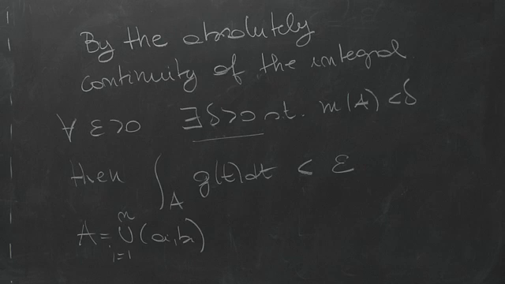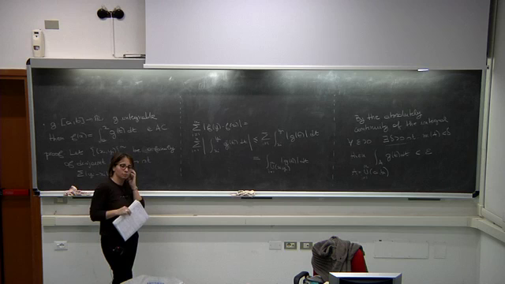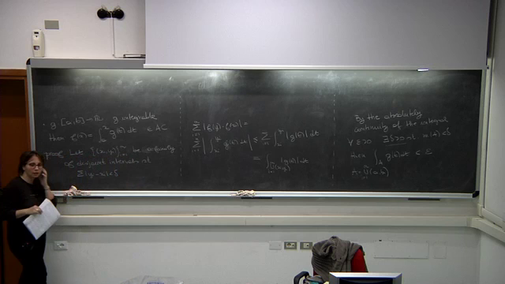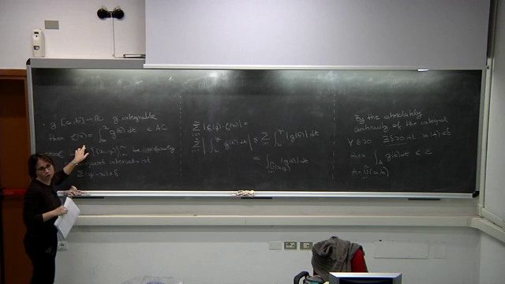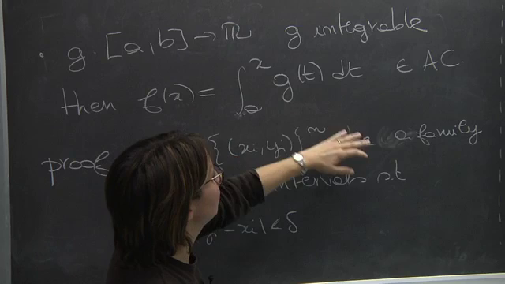Okay, and then just a brief remark. Absolute continuity is a weaker concept with respect to the Lipschitz one. A function which is Lipschitz is in AC, but the converse is not true. And can you construct an example of a function which is in AC, in view of course of what we have already done? How would you construct an example of a function which is in AC but is not Lipschitz?